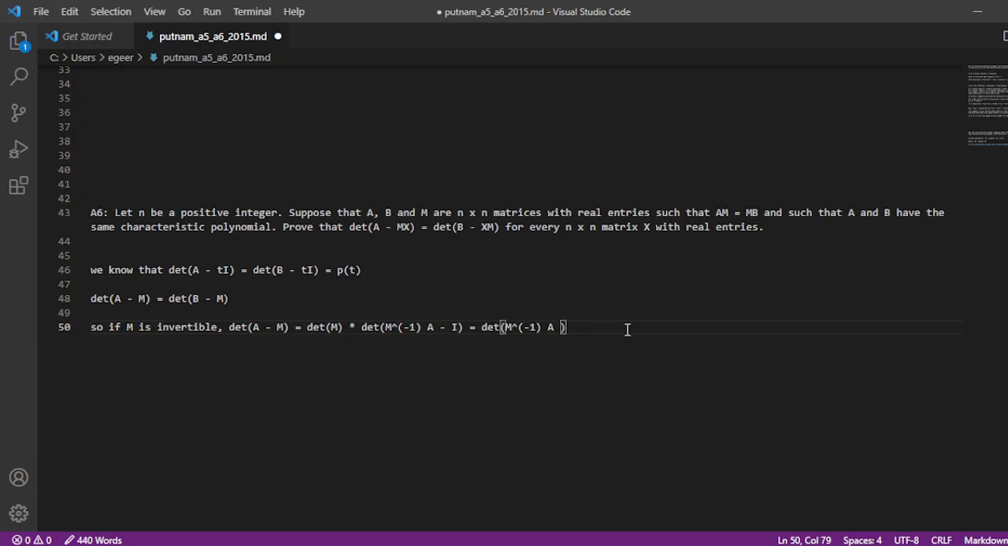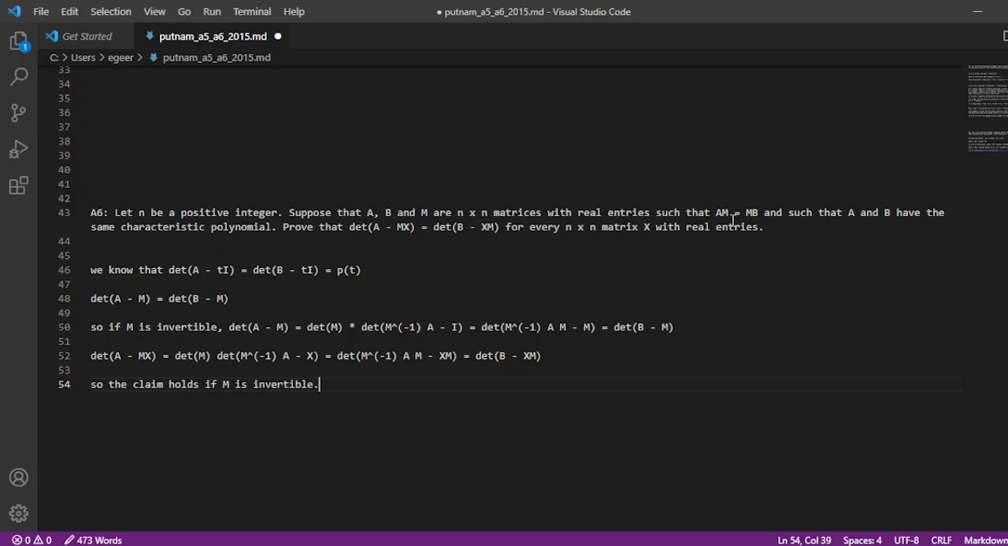Let me just work this out. So if you just move M to the other side of this equation, we're going to get determinant B minus M. Okay. Let's do this in general then. Suppose that we're dealing with A minus xM, so we can do determinant M, determinant M inverse A minus x, and then we just apply it from the other side. We're going to end up with determinant A minus xM equals determinant B minus xM. So the claim holds if M is invertible.